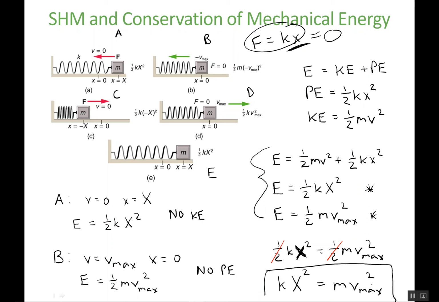So this should make a lot of sense. If you have a mass attached to a spring and you set it to oscillate by perturbing that mass, the more you perturb the mass, the greater the amplitude of the oscillations, the faster it's going to be moving when it passes its equilibrium position.